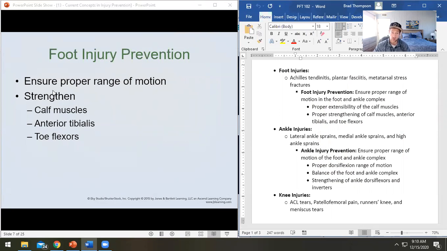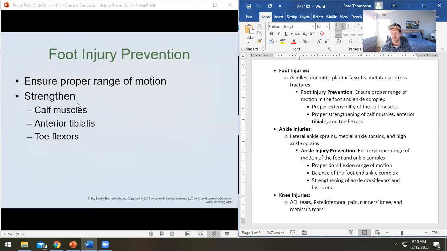And so our big thing here, and this is what's kind of funny about this chapter, you're going to see foot injury prevention. What is our treatment for something like this? Well, we want to ensure proper range of motion, which means we want proper flexibility of the foot, and we want to strengthen the appropriate muscles. And that's really going to be our answer to basically every injury. I'm spending a lot of time on this first part because it's our first one.